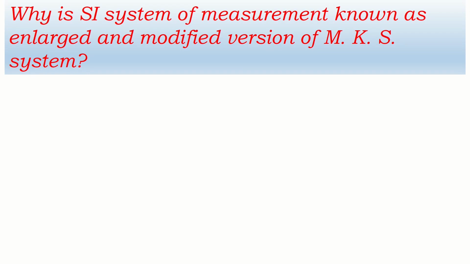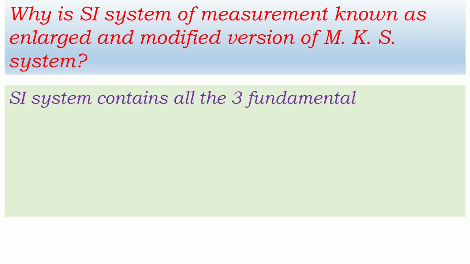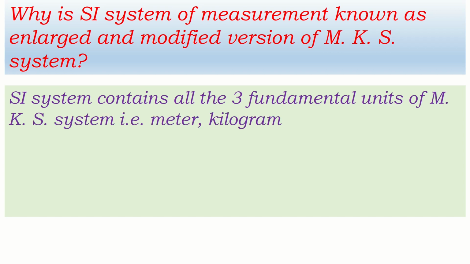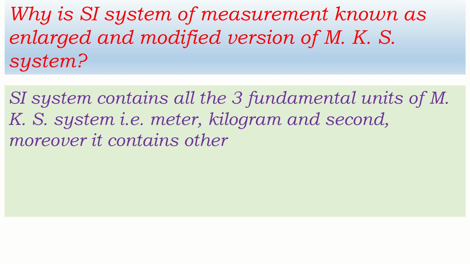What is it? Why is the SI system of measurement known as the enlarged and modified version of the MKS system? Actually, the SI system is the enlarged and modified version of the MKS system. The reason is very simple. The SI system contains all the 3 fundamental units of the MKS system, that is meter, kilogram and second.